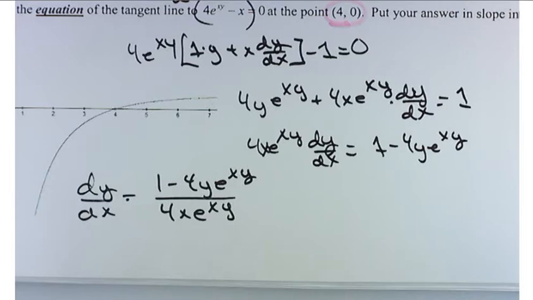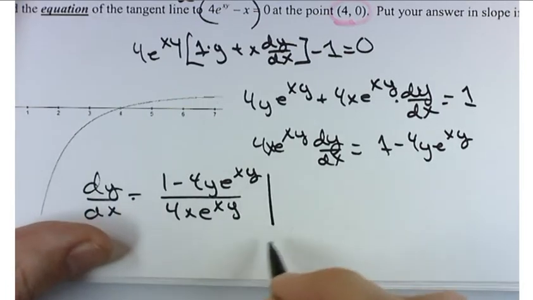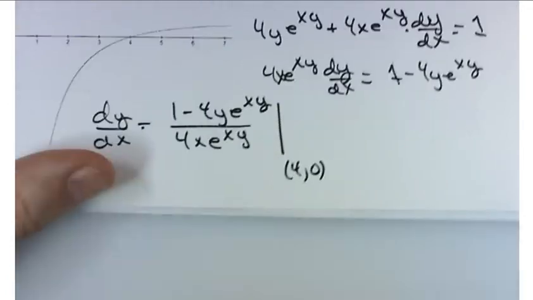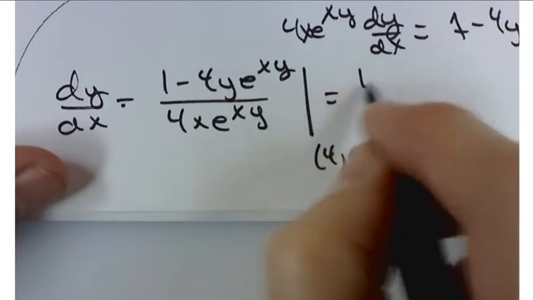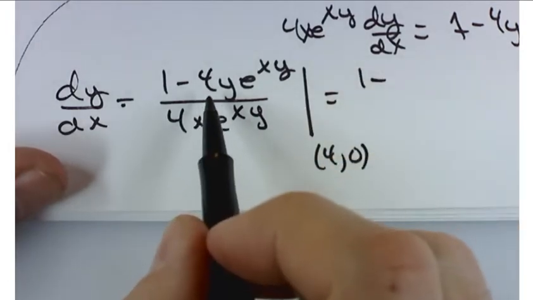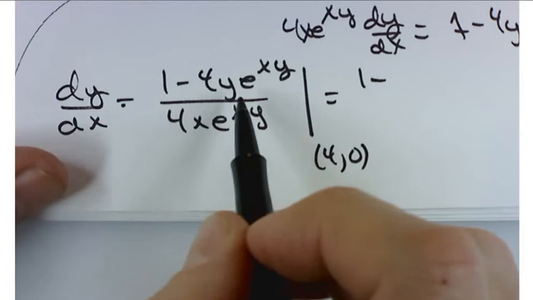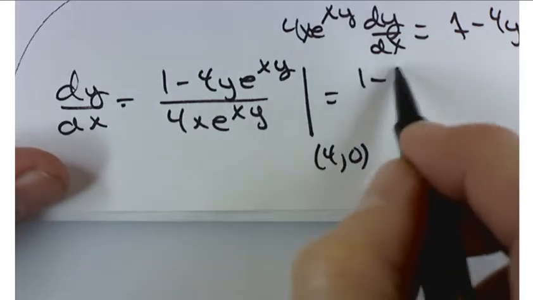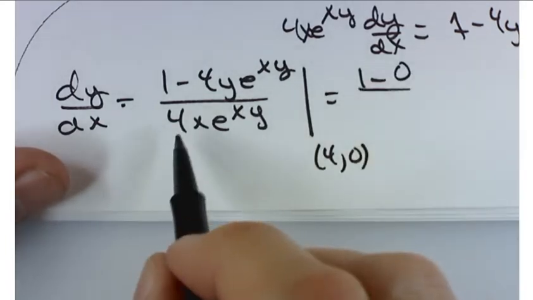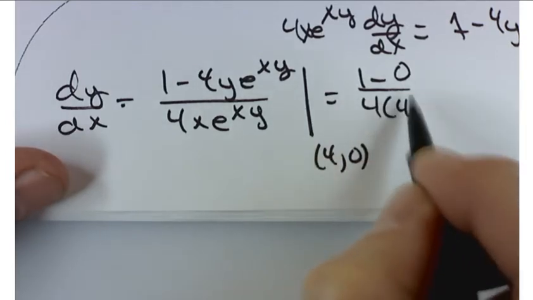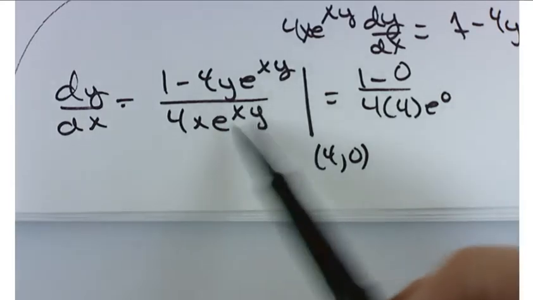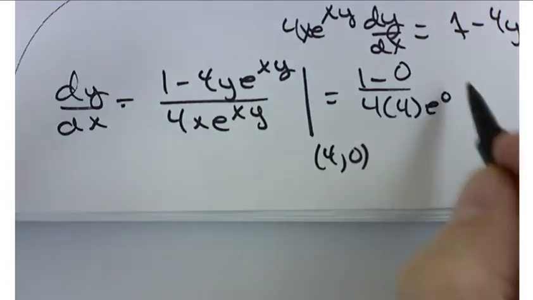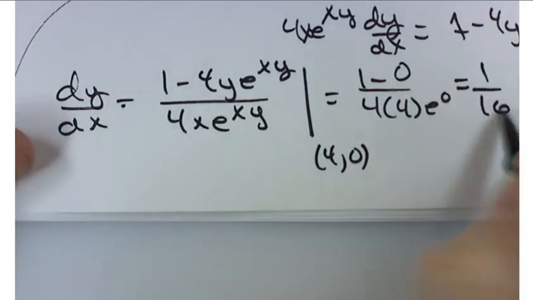If you're going to find the slope of the tangent line, we're going to plug in the point (4, 0) into this and see if we can find the slope of the tangent line. So that's going to be 1 minus 4 times 0, so 1 minus 0 in the numerator. In the denominator, I'll get 4 times 4 times e to the 0, right? Because you'll have 4 times 0, just 0 in the exponent here. So overall, what's the slope of the tangent line? 1 over 16 is m sub tan.